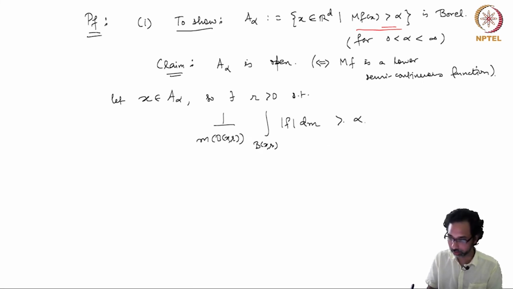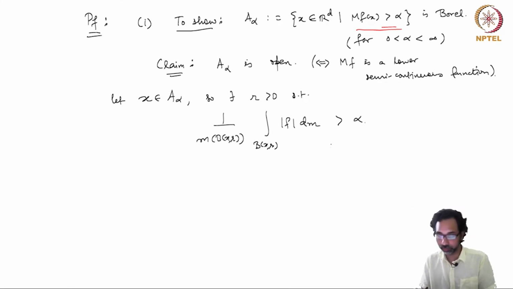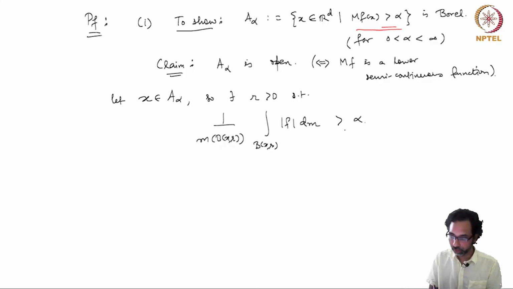So this is by definition of the Hardy-Littlewood maximal function, which is the supremum over all such things. So if the maximal function is greater than alpha, then there exists an R for which this is also greater than alpha by the properties of the supremum.